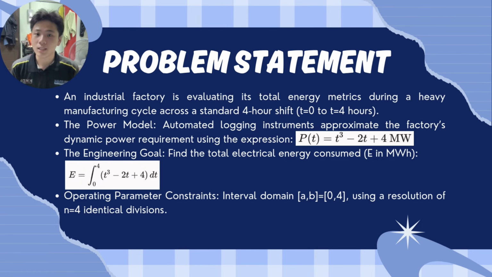So we have E equals the integral of t cubed minus 2t plus 4 dt from 0 to 4. The operating parameters constraint interval domain [a, b] is equal to [0, 4], using a resolution of n equals 4 identical divisions.